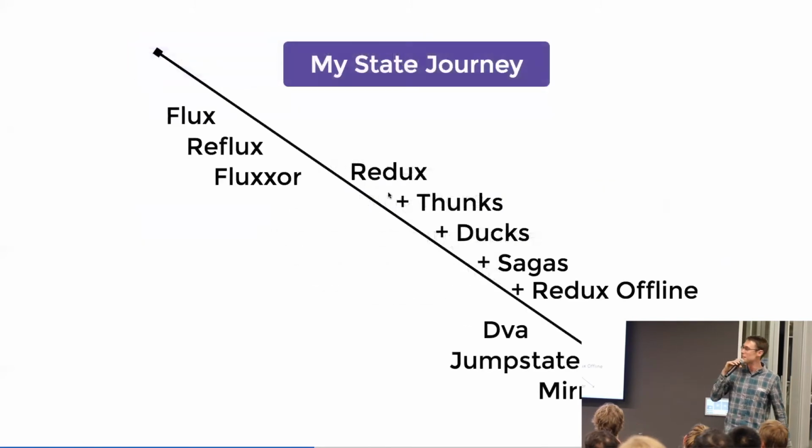So here's my state management journey. I started with Flux, and then I was like, oh, it's kind of weird. Reflux, Fluxor. Redux came along. I was very happy. Thunks, I think, are... anyway, I played around with sagas. I have an app with lots of sagas and Redux Offline. And then I found in China the very popular libraries like Dva and Mirror. These are React Redux frameworks. I was very fascinated by that.